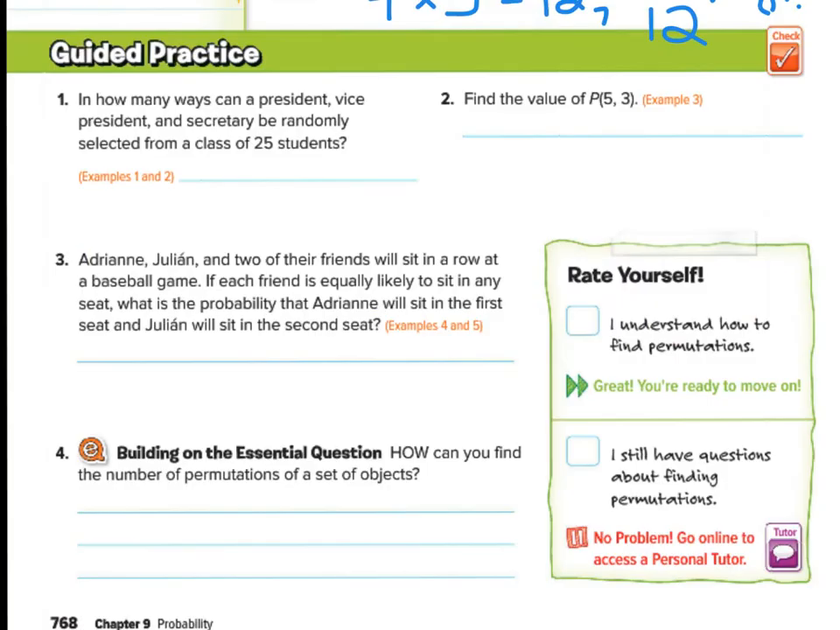And here's our guided practice. Please go ahead, take this time to read through it and make sure that you feel comfortable answering these questions. If you don't, go back to examples 1 or 2, example 3 for number 2, or examples 4 and 5 for number 3. Go ahead, read through it. You do not have to do it. We will do it together in class.